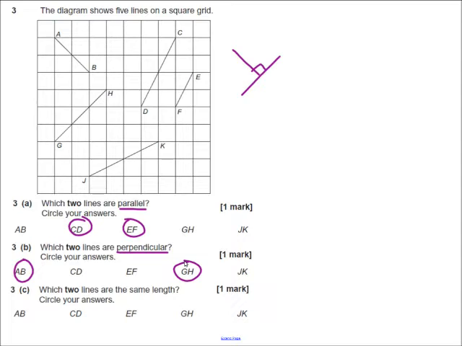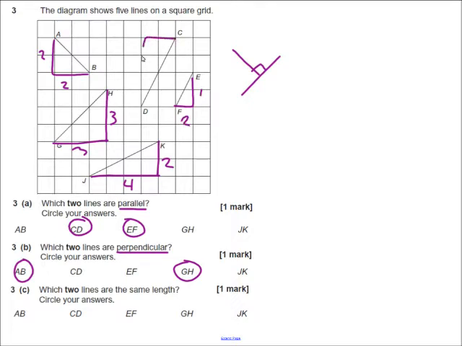The final part says which 2 lines are the same length. Now in theory they all create triangles, and if you create right angle triangles you don't want to be doing Pythagoras 5 times. All you need to do is look at the two smaller sides. So that's a 2 by 2 triangle. Now what you're looking for on your right angle triangles are sides that are the same length. This is 3 by 3. This line here, J to K, is made up of 4 by 2. E to F is 1 by 2. So they've all been different so far.